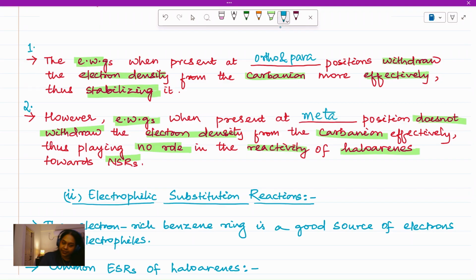Which is great, meta position. We've got this covered. Yes.